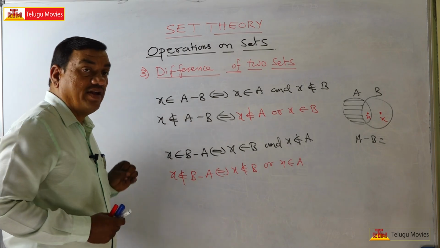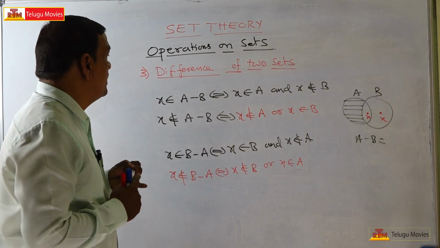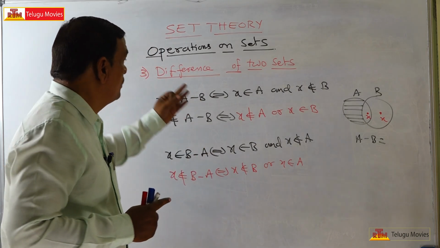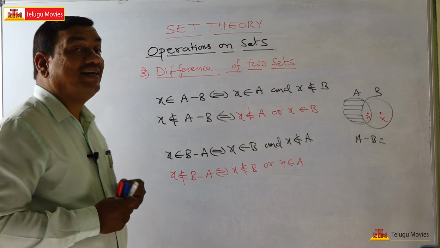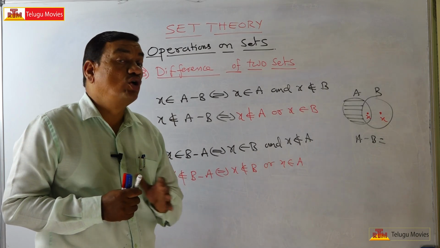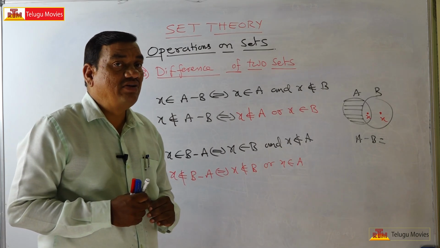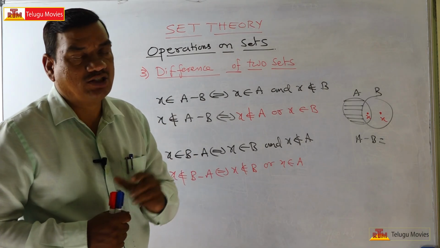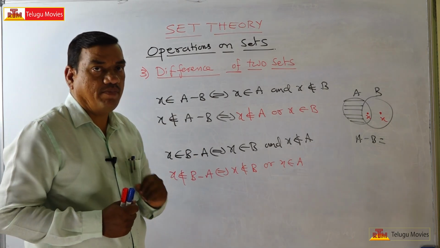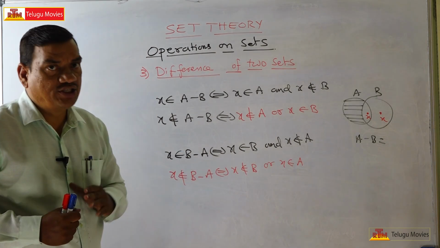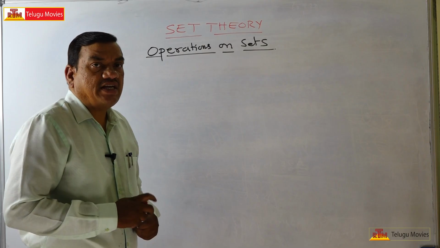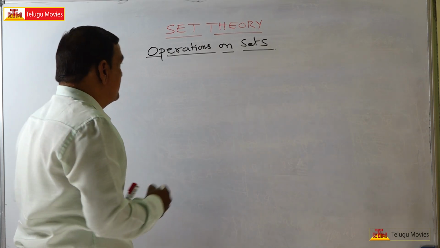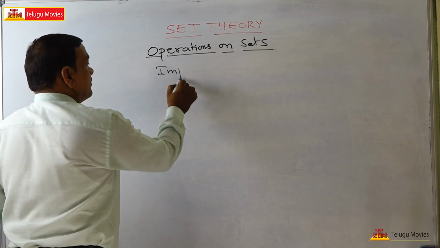Okay, now. We have explained union of sets and difference of two sets, and next we have intersection of two sets. Now, what is the product of two sets? That topic I will explain in the next chapter, that is relations. Okay, now let us come to the next topic. I am going to explain some important results here.